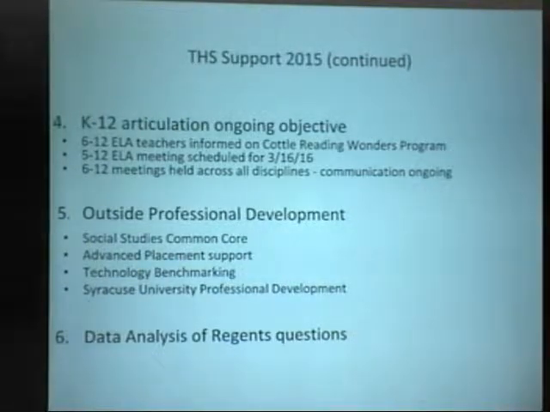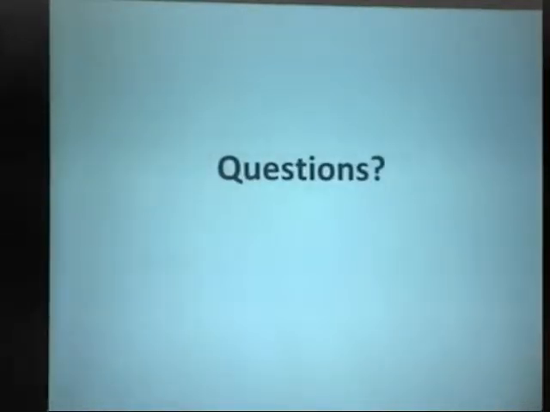Advanced placement support, I've alluded to that. Technology benchmarking, James and Kathy are on that. And the Syracuse University Professional Development with Ms. Ornstein and Ms. Georgia here, they beg me to go every year to come back with new knowledge for the building. And of course, data analysis of Regents was where we obviously want to go forward. So that's the high school report. Thank you.